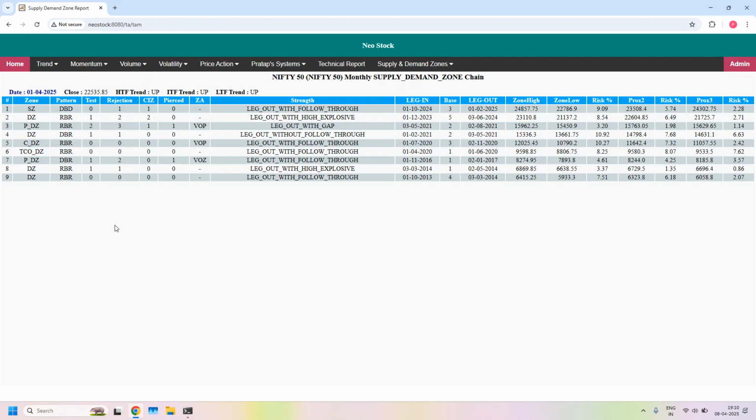So this is NIFTY monthly supply demand zone chain. And in any time frame, always look into the zone column to find the high liquidity zones, and look into the pierced column to find the pierced zones. Also look into the LTF trend to find the trend of the current time frame you have selected. Apply these same points to the remaining supply demand zone chain reports. And don't forget to pause the video when you are moving from one report to another, because I am giving you very few seconds to watch the report.